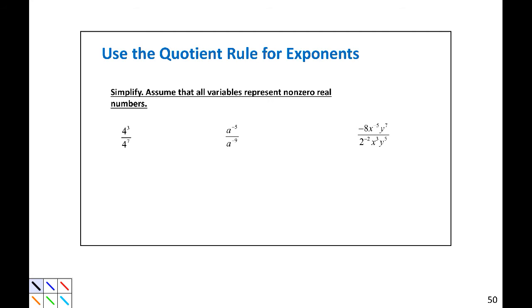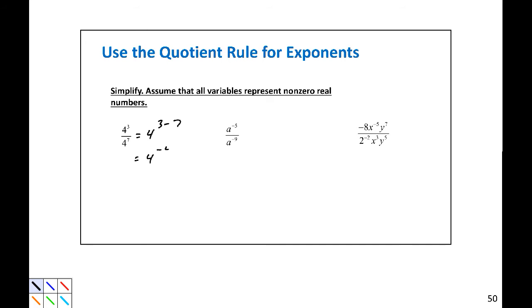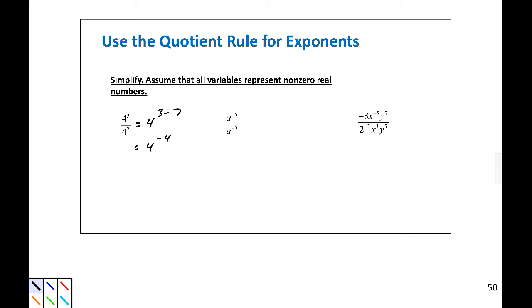The first one we have is 4 to the 3rd power divided by 4 to the 7th power. Well, if we subtract those exponents, that would be equal to 4 to the 3 minus 7. 3 minus 7 is negative 4, so this would be 4 as our base to the negative 4 power. And that's a negative exponent. We don't like that, so we're going to write this as 1 divided by 4 to the positive 4. Now, 4 to the positive 4 is 256, so this is equal to 1 divided by 256.